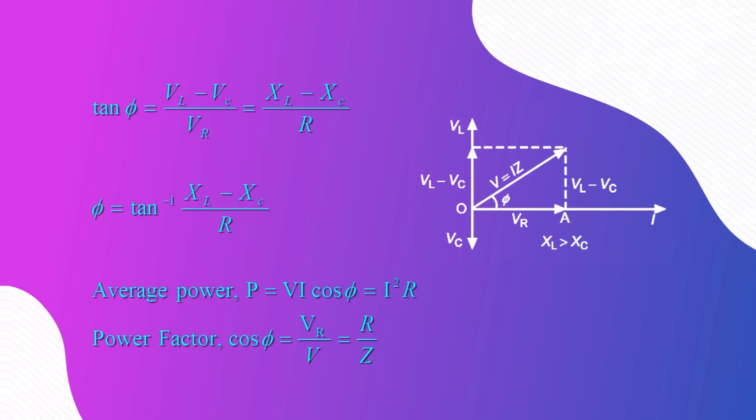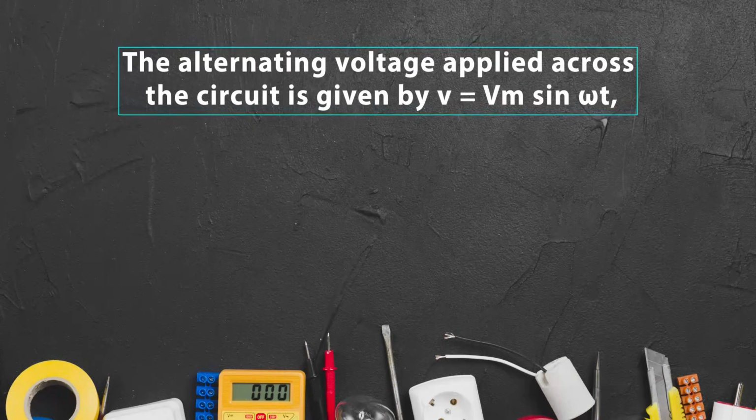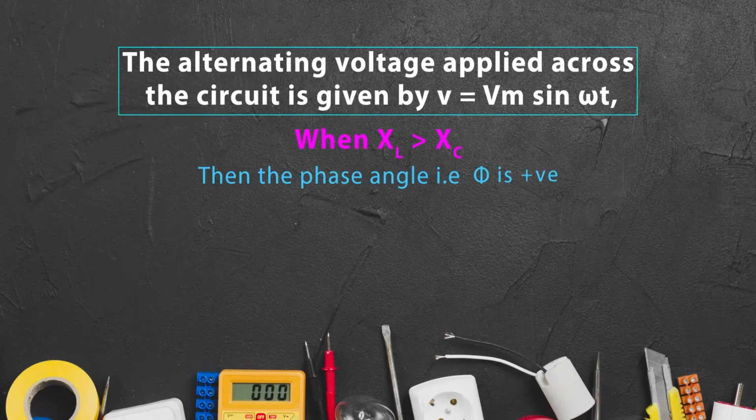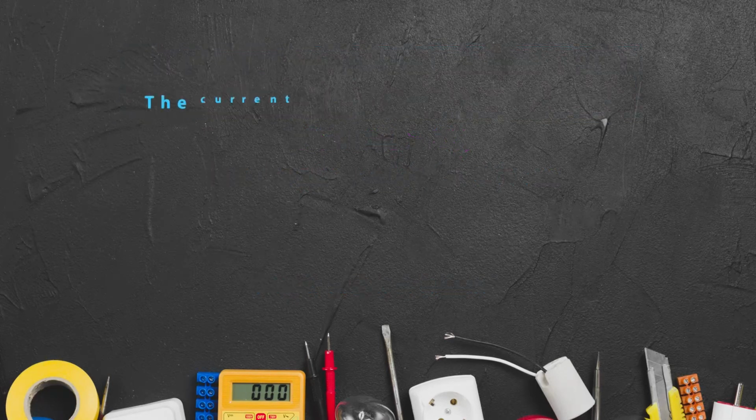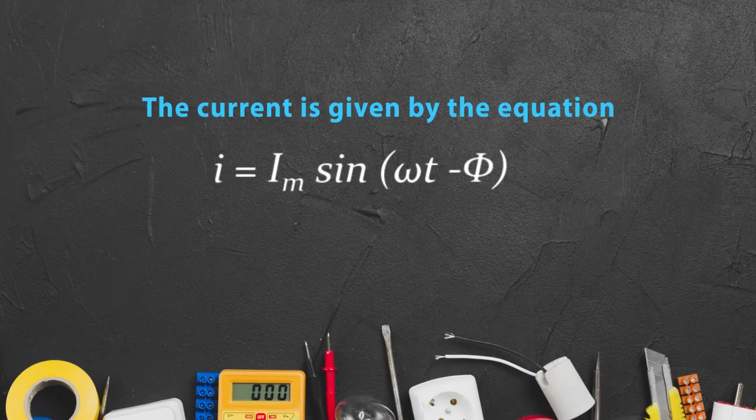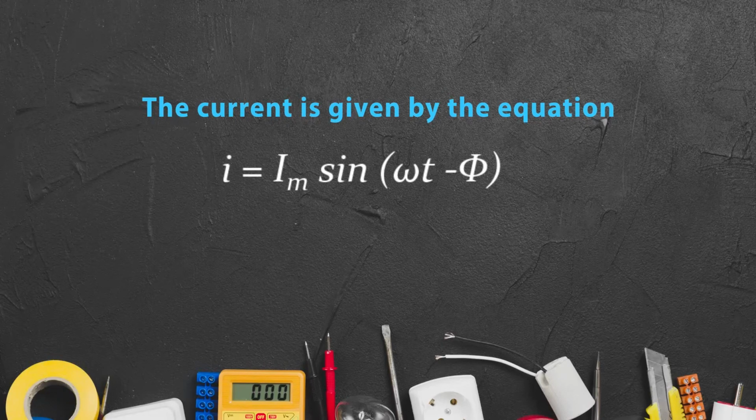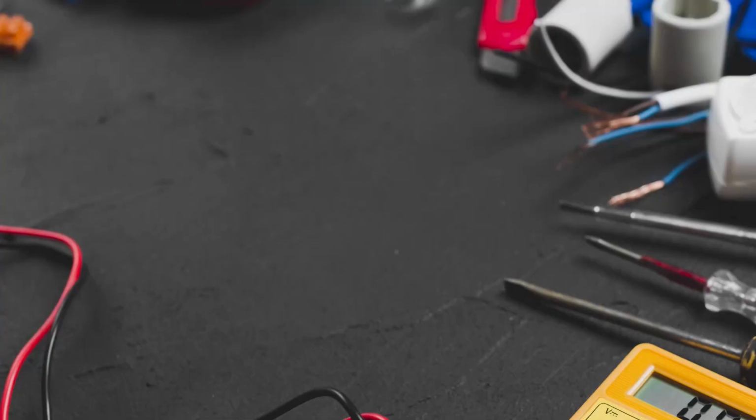The alternating voltage applied across the circuit is given by V equal to Vm sin omega t. So here you can notice when XL is greater than XC, the phase angle phi is positive. In effect, the circuit behaves as an RL circuit. The circuit current lags behind the applied voltage and power factor is lagging. So the current is given by the equation I equal to Im sin omega t minus phi.